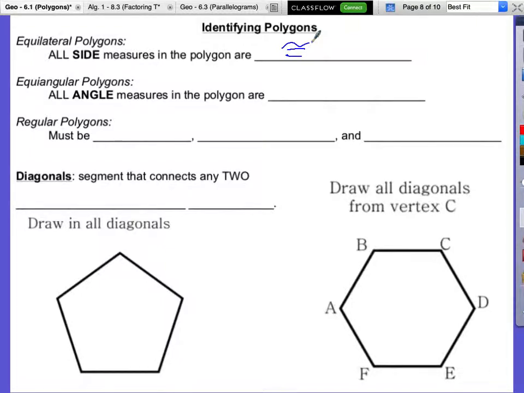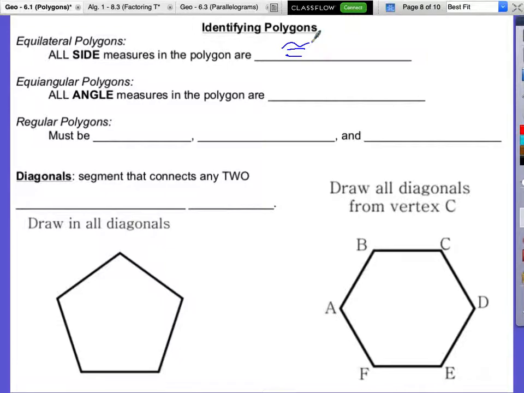I see that symbol one more time. You're going to see it a lot. It means they have the same measure. Actually, I wrote equal. Oh, I wrote equal to. But they're not equal, they're congruent.